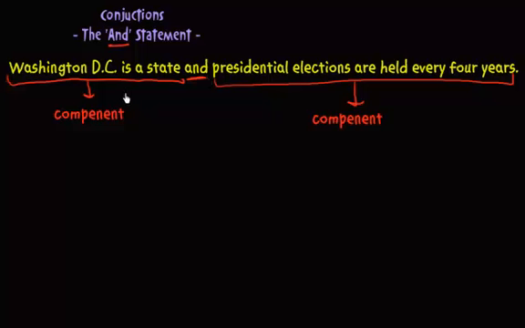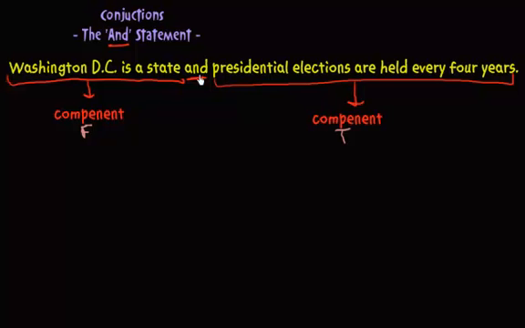So for the moment, let's just determine the truth values of the components. So Washington, D.C. is a state. That, as a statement, is false. And then over here, presidential elections are held every 4 years. And this one would be true. Now, these are going to help determine the truth values of the AND statement.